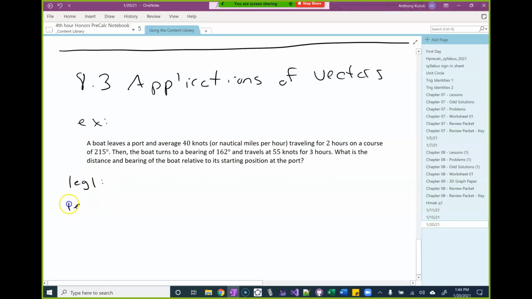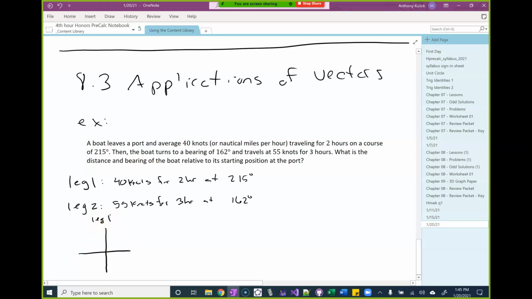So really we have 2 legs on this journey. 40 knots. And then our second leg is 55 knots at 162 degrees. So remember, for bearings, we calculate a bearing differently than we calculate a standard position angle, right? First thing I want to do is translate those bearings into standard position angles.